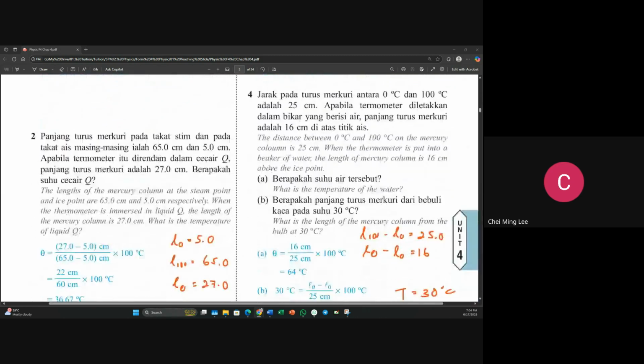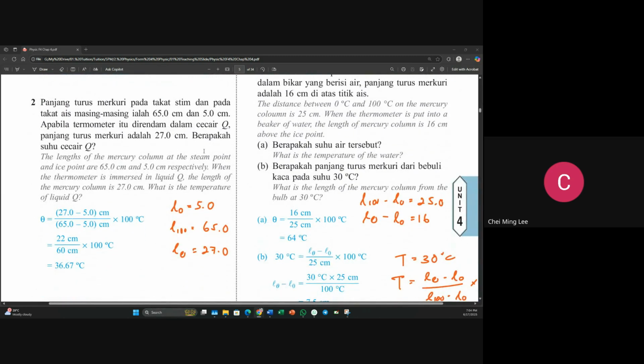For the second question, the lengths of the mercury column at the steam point and ice point are 65 and 5 cm. When the thermometer is immersed in liquid Q, the length of the mercury column is 27. So the temperature for liquid Q is 27 minus 5, divided by 65 minus 5, times 100 degrees Celsius. So you get 36.67 degrees Celsius. Correct?